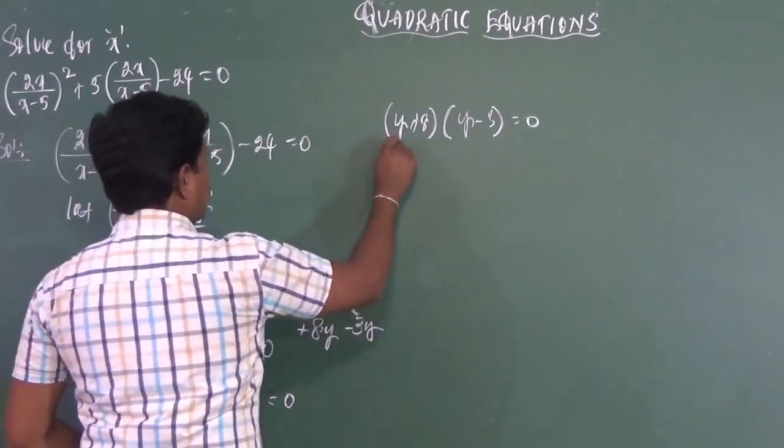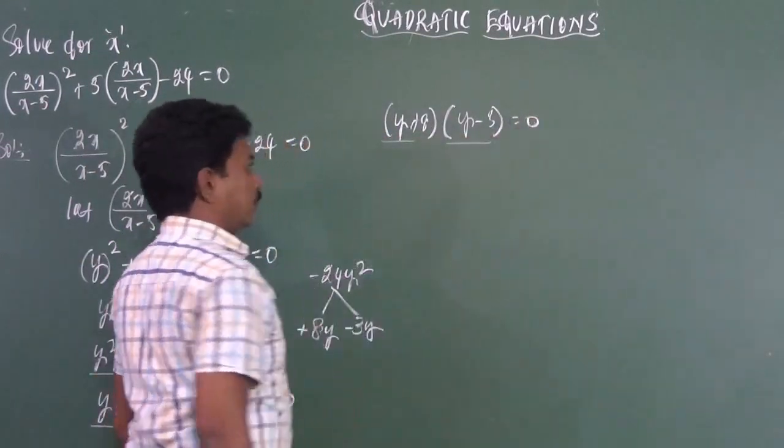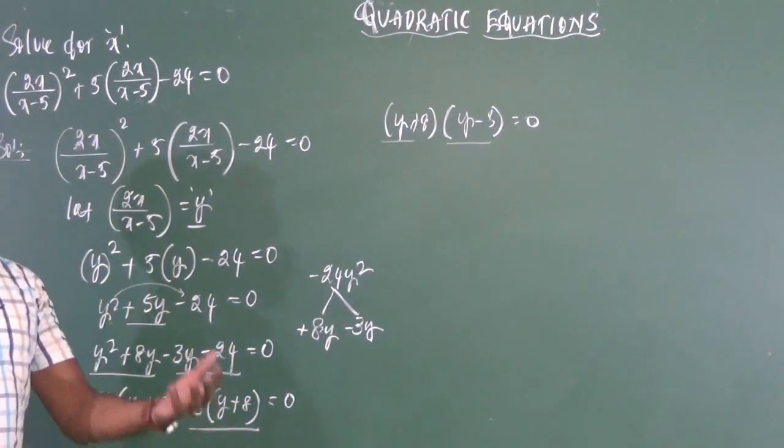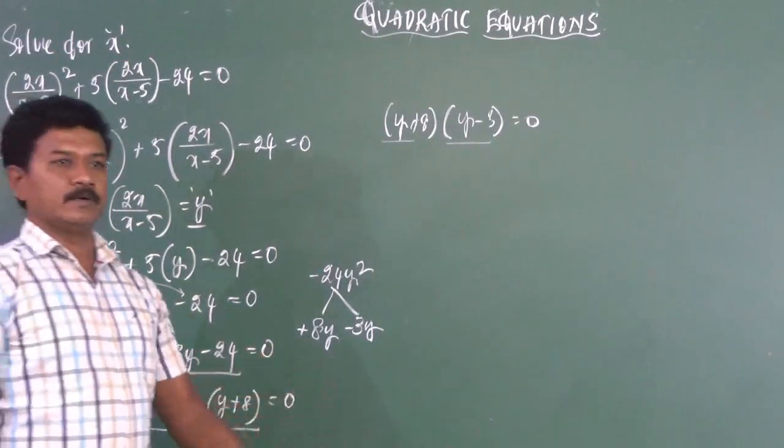Now this into this is equal to 0, which means m into n is equal to 0. If m into n is equal to 0, then either m will be equal to 0 or n will be equal to 0.